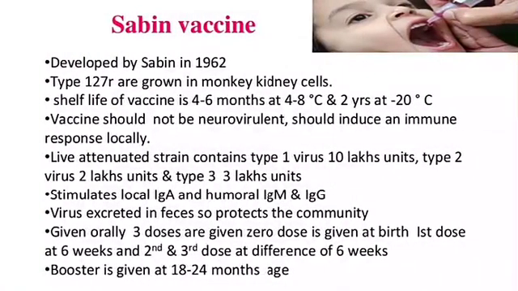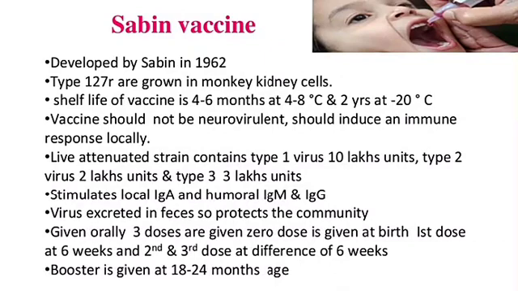And the next vaccine is the Sabin vaccine. This was developed by Sabin in 1962. Types 1, 2 and 3 are grown in monkey kidney cells. The shelf life of the vaccine is 4 to 6 months at 4 to 8 degrees Celsius and 2 years at minus 20 degrees Celsius. The vaccine should not be neurovirulent. It should induce an immune response locally.